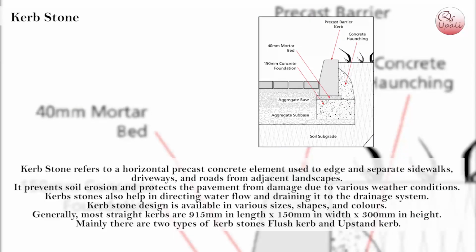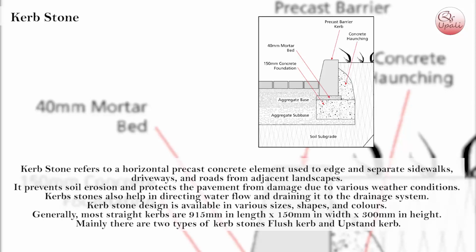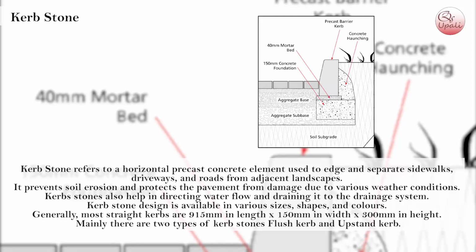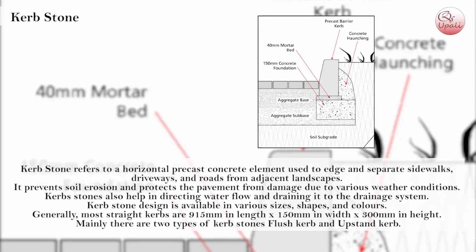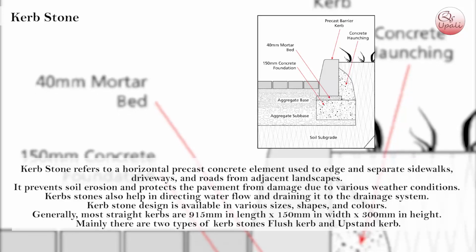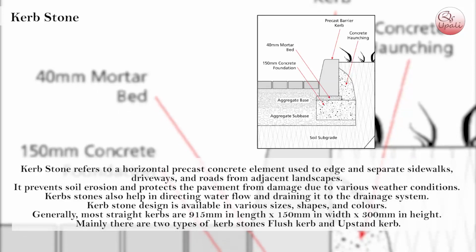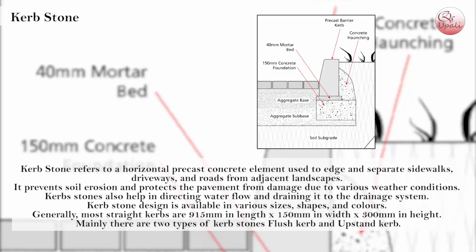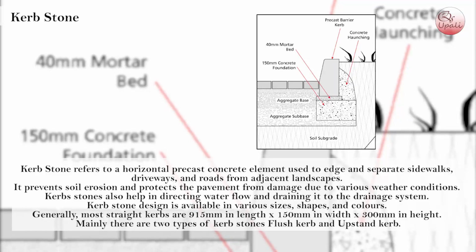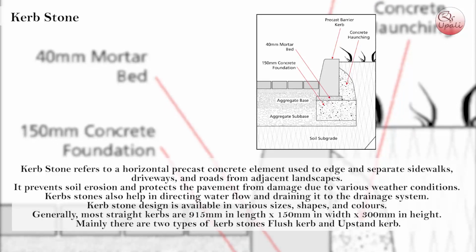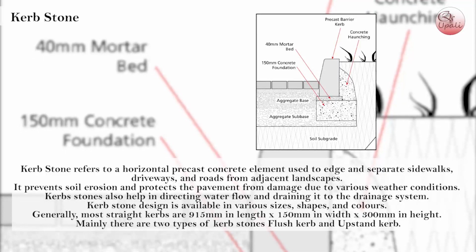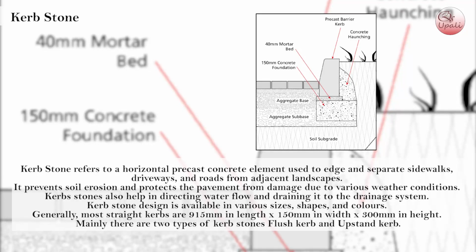Curbstone. Curbstone refers to a horizontal precast concrete element used to edge and separate sidewalks, driveways and roads from adjacent landscapes. It prevents soil erosion and protects the pavement from damage due to various weather conditions. Curbstones also help in directing water flow and draining it to the drainage system. Curbstone design is available in various sizes, shapes and colors.